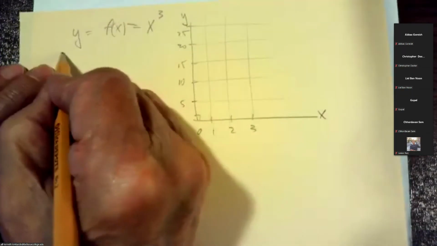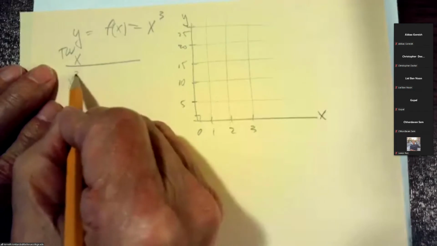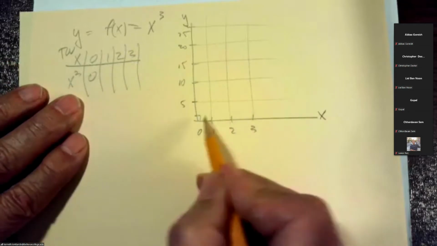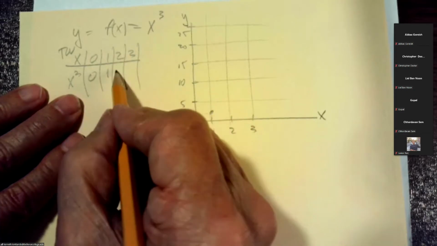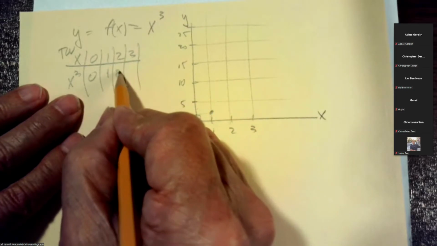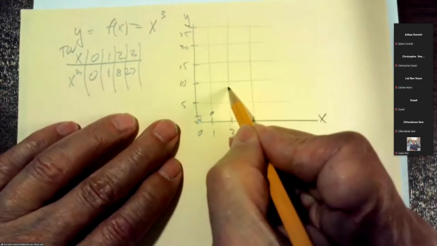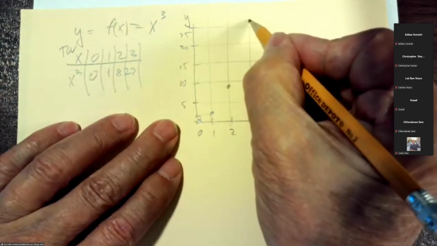So if I create a table of values, here's x cubed. And I go 0, 1, 2, 3. 0 is 0, that's here. 1 is 1. That's there. 2 cubed, that's 8, isn't it? 3 cubed is 27. So 2 cubed is 8, that's there. 3 cubed is 27, which I'm going to say is there.